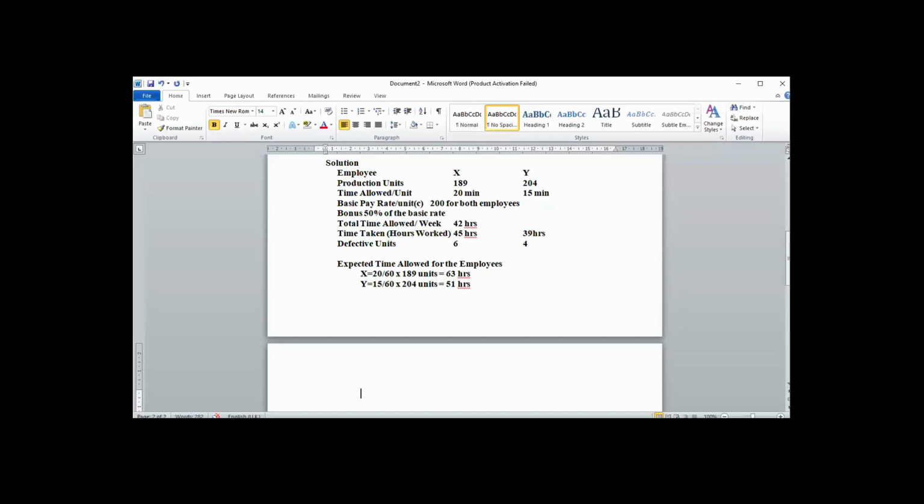Now, we've been able to look at the time, and based on the time taken. Now, look at it. Time saved is equals to time allowed minus time taken. Is that not so? Yes, sir. Now, let's determine for Y. I mean for X first.